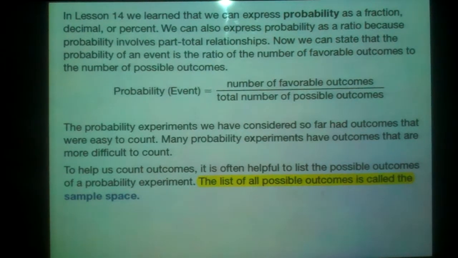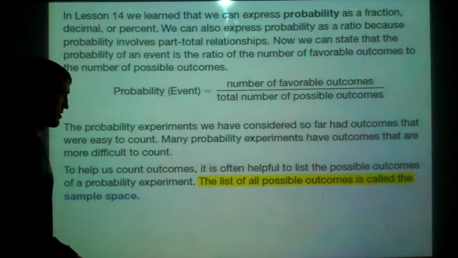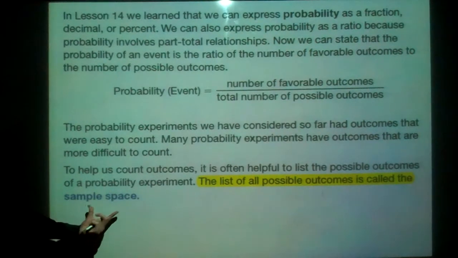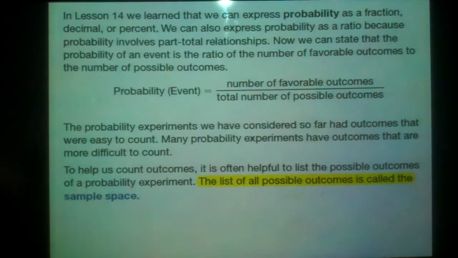So this will help us introduce sample space. It says the probability experiments we have considered so far had outcomes that were easy to count. Many probability experiments have outcomes that are more difficult to count. To help us count outcomes, it is often helpful to list the possible outcomes of a probability experiment. The list of all possible outcomes is called the sample space. So the total number of outcomes for an event occurring is called the sample space, and that's going to help us find probabilities of certain events.